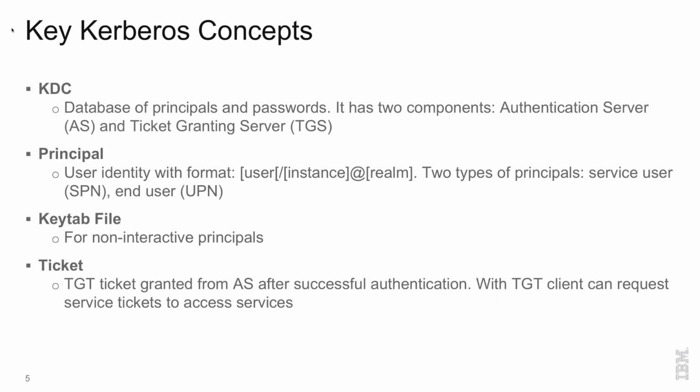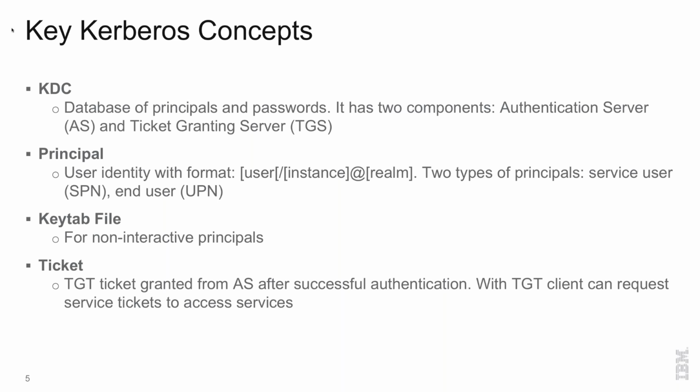So the basic concept here is that we have a list of basic concepts. Basically the KDC is just a database of the user and password. The user in the Kerberos environment is called a principal, right? And so basically this is a database which contains username and password. So it has two components. One is the authentication server, and the other one we call the ticket granting server, or TGS.